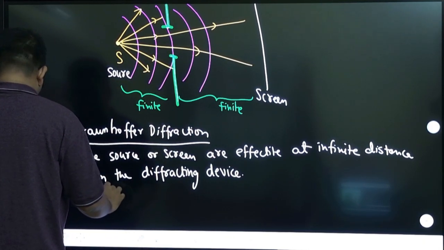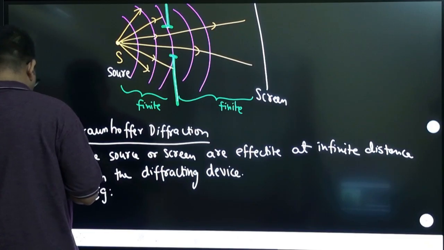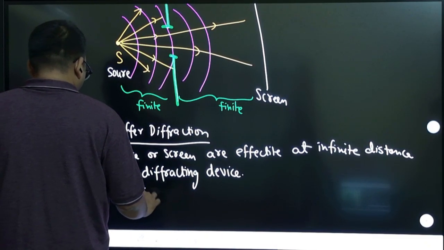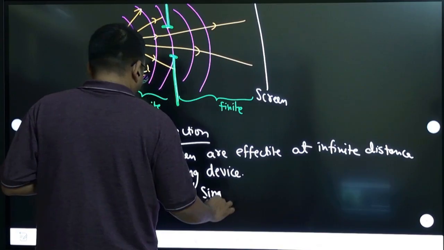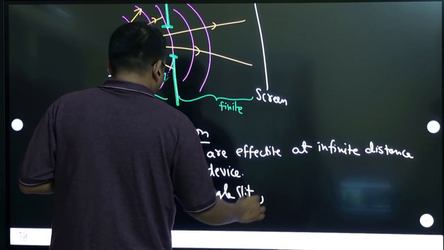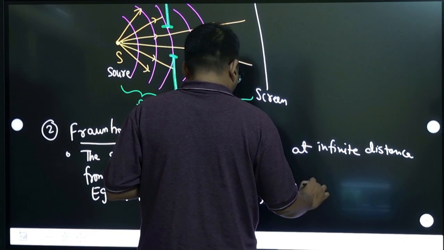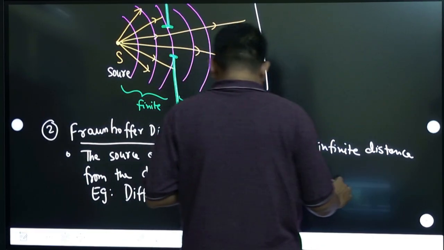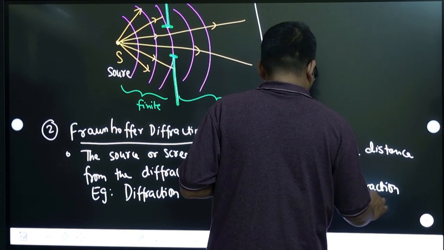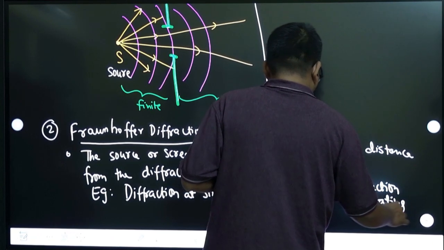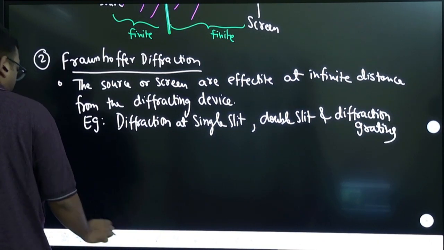What are examples of that? Diffraction at a single slit, double slit, and diffraction grating. These are examples of that. Okay, let us see the diagram of this.